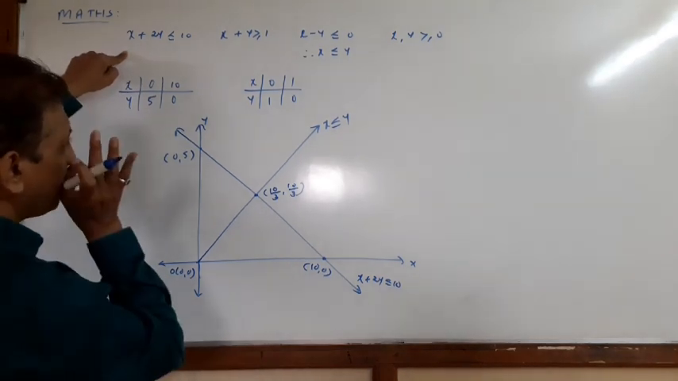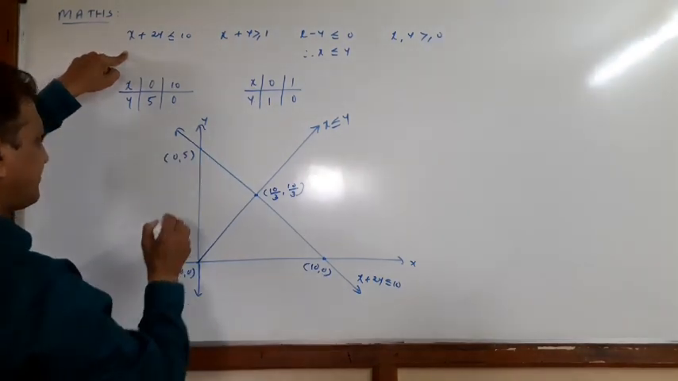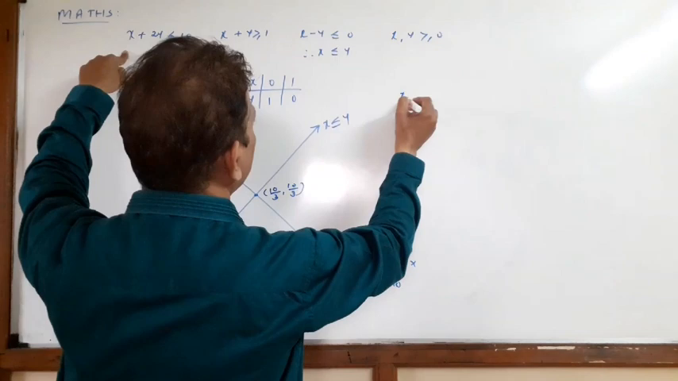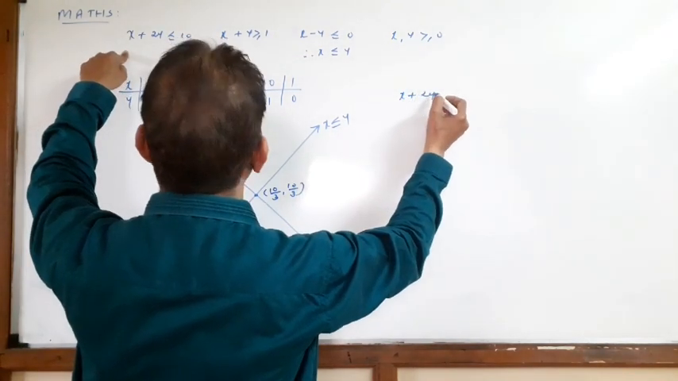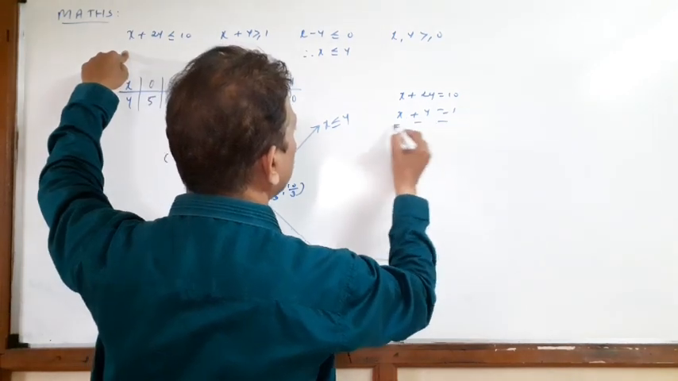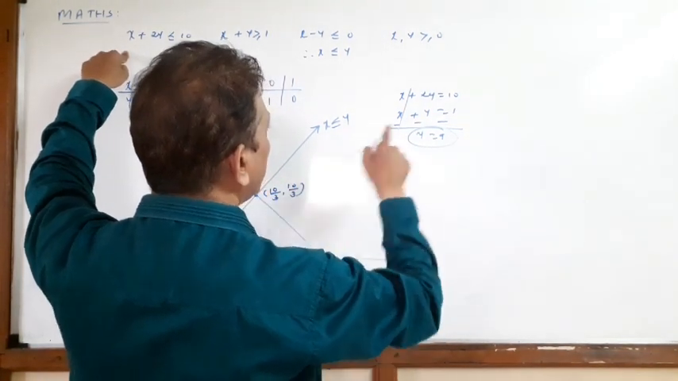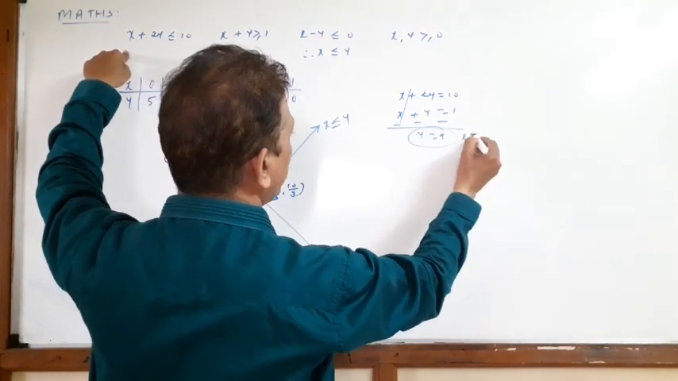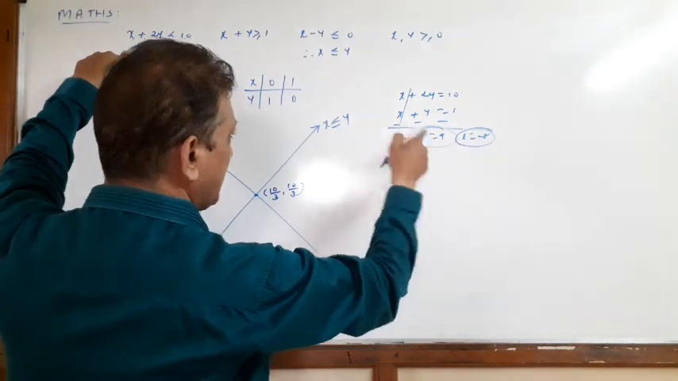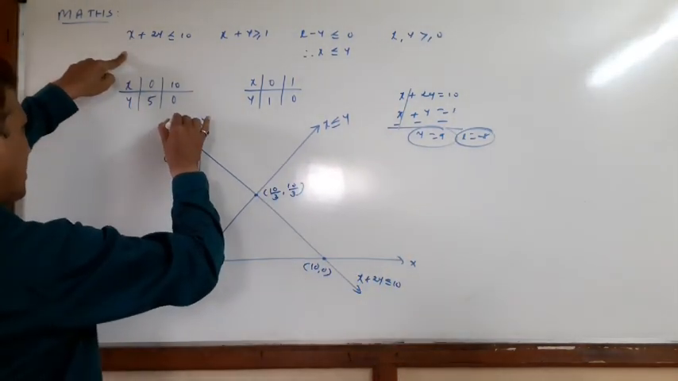Now 1, 0 and 0, 1. If we solve these two equations, x plus 2y equal to 10, x plus y equal to 1, so y equal to 9. Put y equal to 9, x equal to minus 8. So minus, plus, x minus y positive. So here they draw the graph.